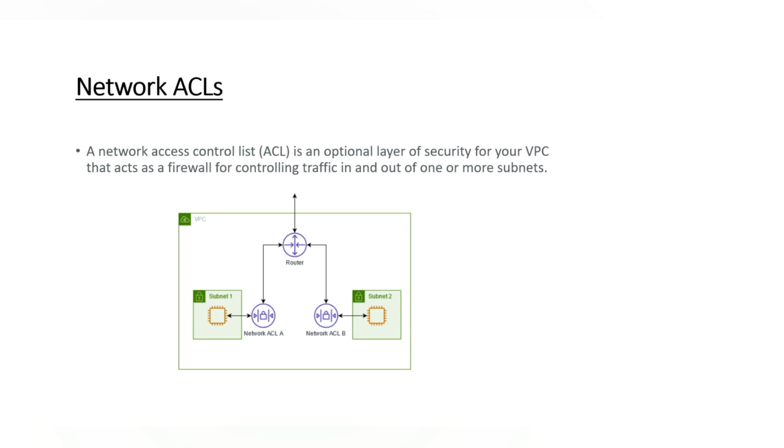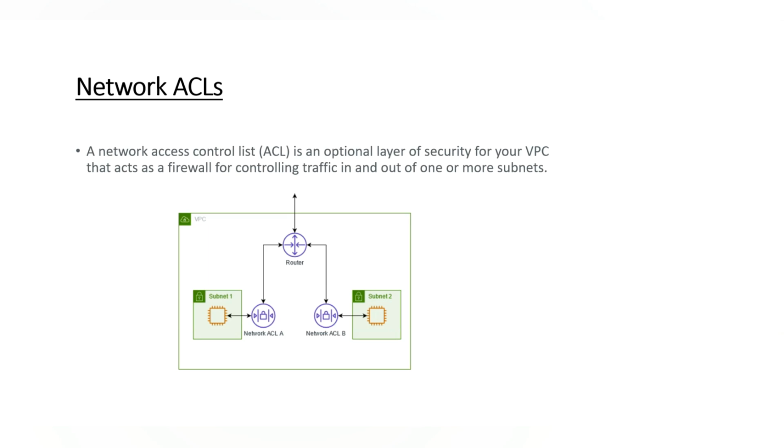Hi and welcome. In this chapter, we will discuss network ACL, or access control list. By definition, a network access control list is an optional layer of security for your VPC that acts as a firewall for controlling traffic in and out of one or more subnets.